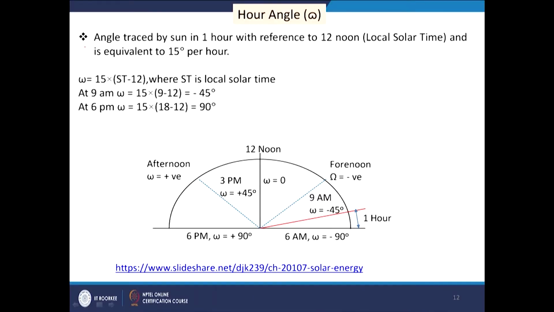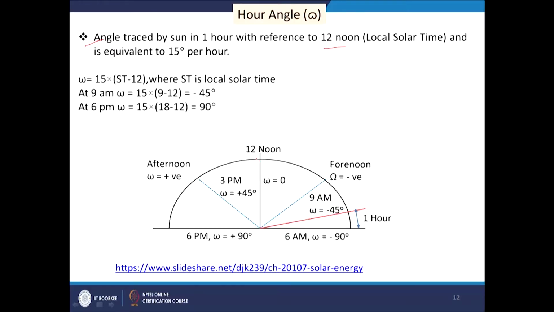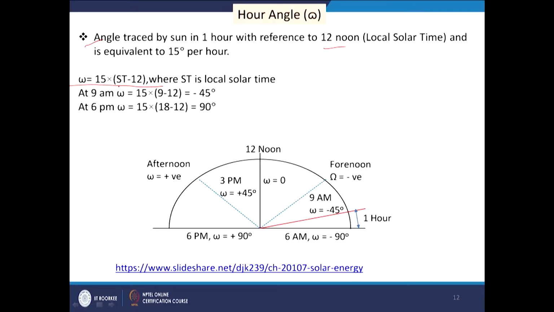So, here we see the hour angle is defined as the angle traced by the sun in 1 hour with reference to 12 noon. So, at 12 o'clock noon, W is equal to 0. Then what will be the value of hour angle? We can calculate it using this formula: W is equal to 15 into (ST minus 12), where ST is the local solar time. So, at 9 AM, W will be 15 into (9 minus 12), so minus 45 degree.